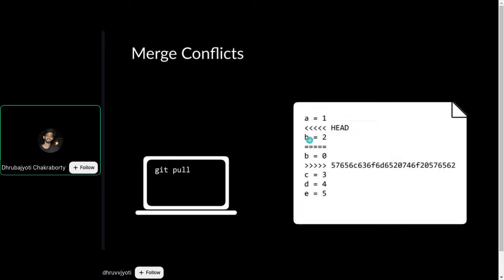So let's say you have set b equals to 2, and your friend has set b equals to 0, right? So this is a merge conflict. Now both of you have changed the value of b, so you have to remove this conflict, and then commit the file again, and then push it back. So that's how you will solve the merge conflict, right?